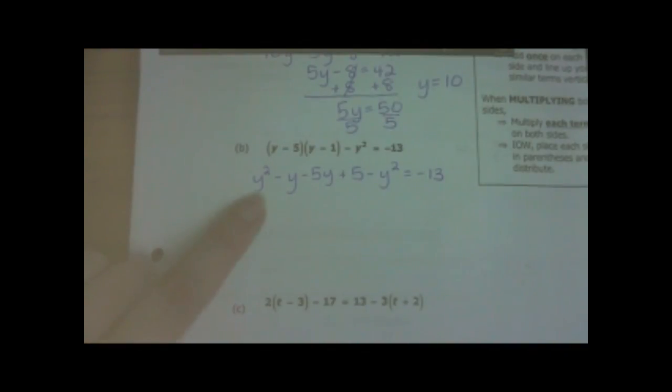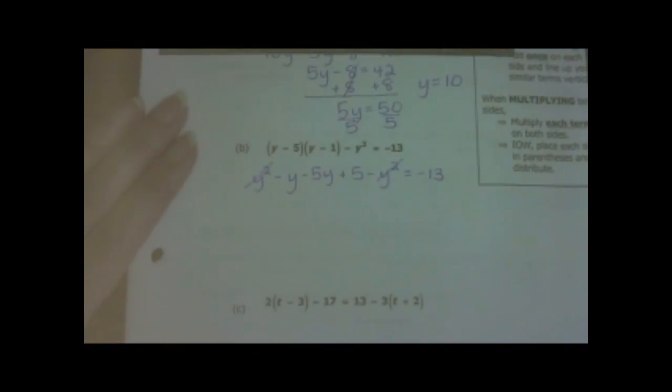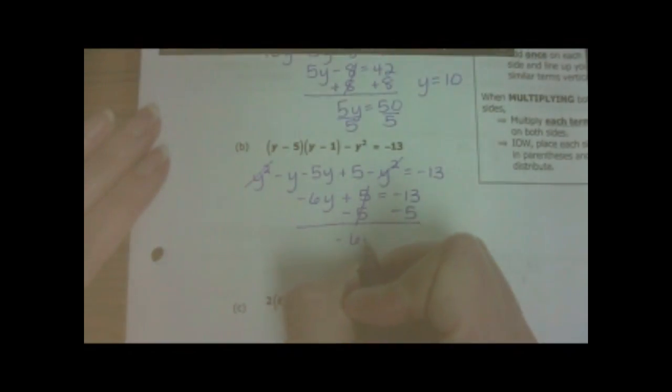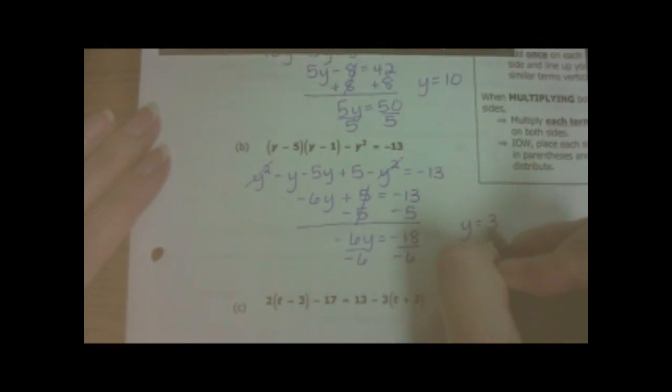Combine like terms. I've got a y squared and a minus y squared. That cancels to 0. Bye-bye. All right? Negative y and a negative 5y give me negative 6y. Then subtract 5. So I've got the 5's canceling. And I have negative 6y equals a negative 18. Divide both sides by negative 6, and I get y equals 3.